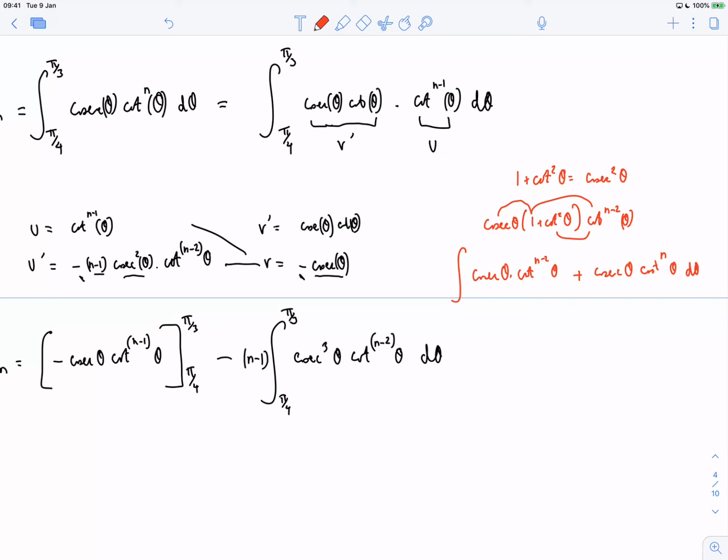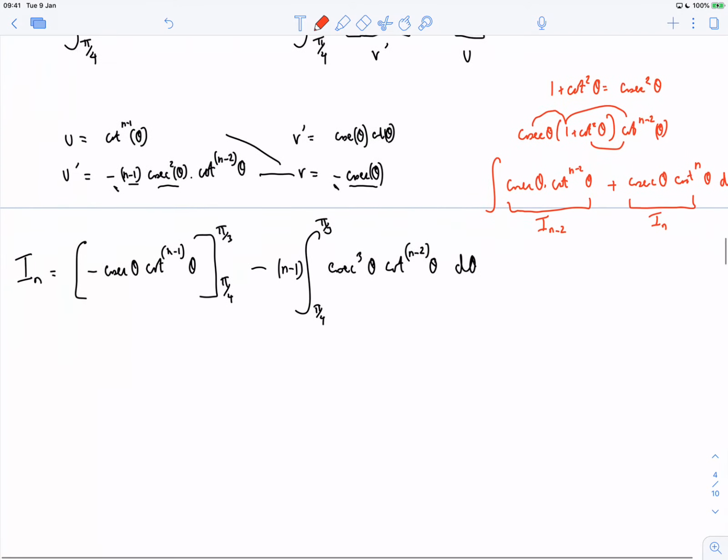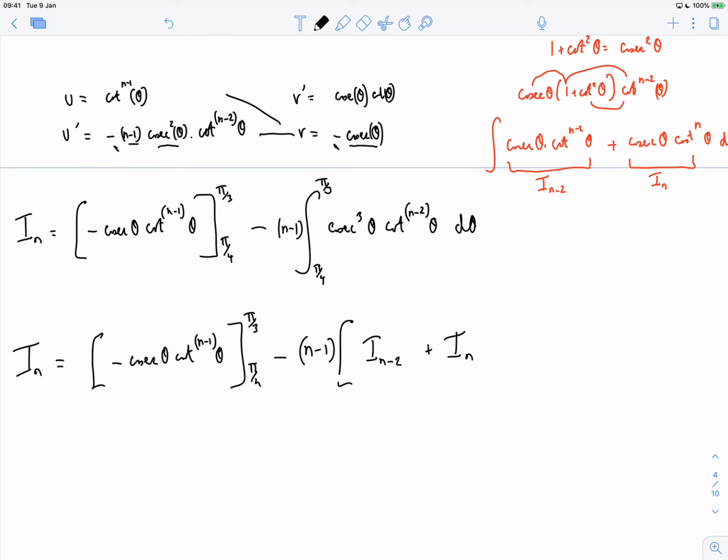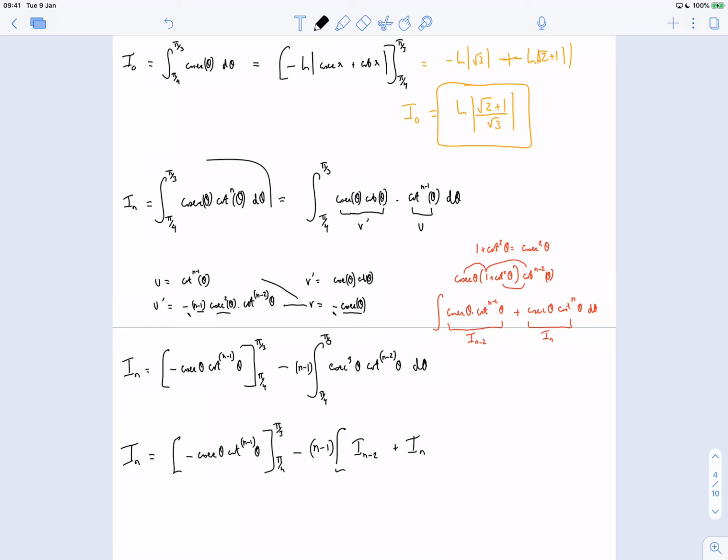Why is this nice? Because now this thing is just my integral I subscript n minus 2, and this thing is just I of n. That's so nice, because now we've got I of n equals minus cosec theta cot of n minus 1 theta, evaluated between pi over 3 and pi over 4, minus n minus 1 lots of I of n minus 2 plus I of n. Notice how it's exactly in this form. I have just changed this n to n minus 2 over here, so that's clearly I of n minus 2.